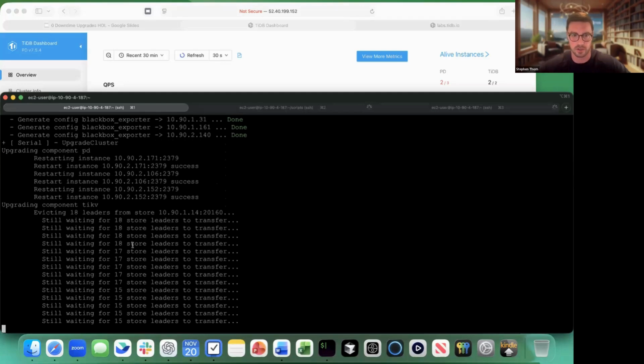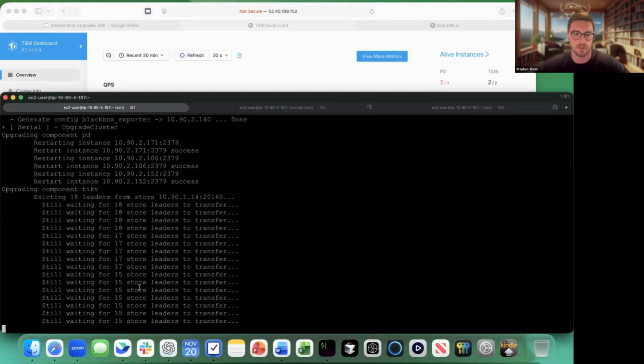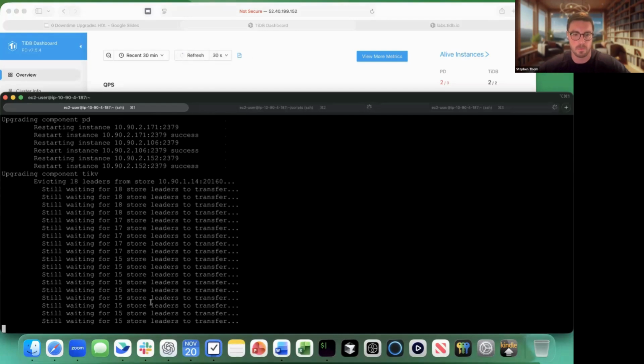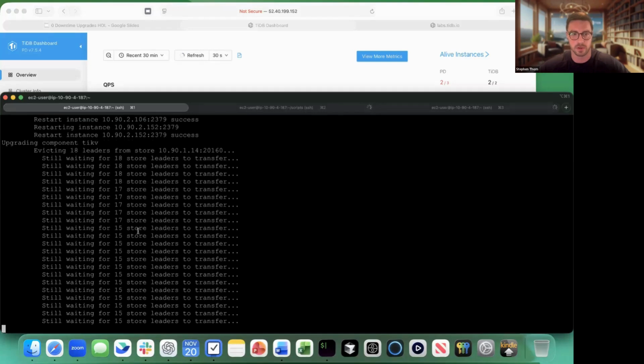Store is just another term we use for TiKV nodes. You can see that these numbers are decreasing, which is great. Those Raft groups are being transferred to different nodes. The leader role is at least. And once this goes down to 0, it will restart the TiKV node, and I'll go through this process again for the other two TiKV nodes in the cluster. This is definitely the longest part of the upgrade here. This is a pretty small cluster here with only 3 storage nodes.